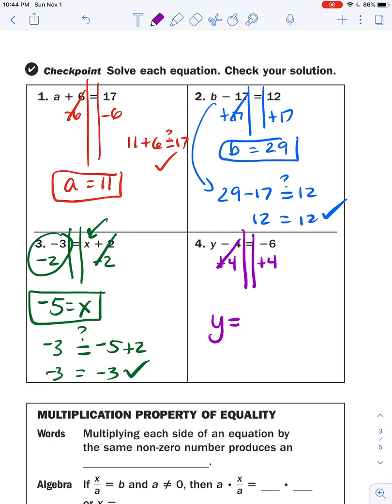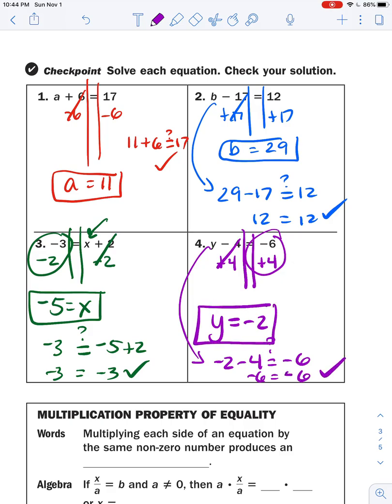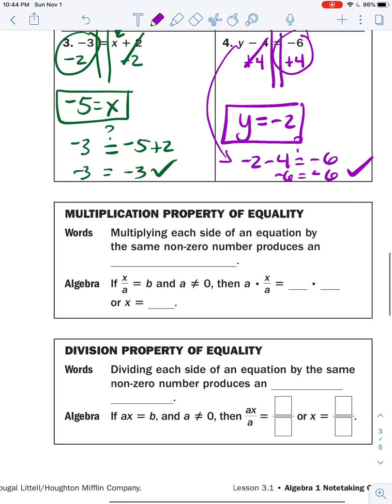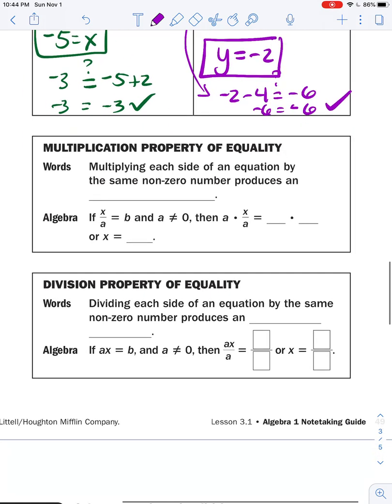So every time you look at the number, like here it was a -4, I ask myself, how's it attached? By subtraction. How do I undo that? By addition. And then here, -6 plus 4. So that goes back to the other chapters we've been working on. And just checking my answer. We practice positive and negative numbers so that when we're doing these solving problems, we actually can get the correct answer.